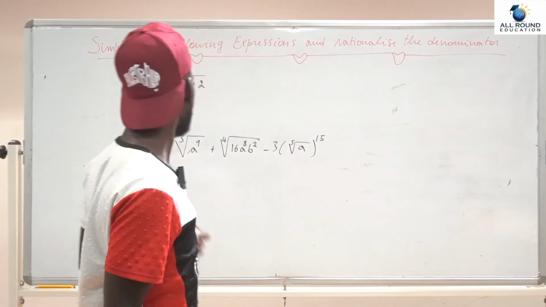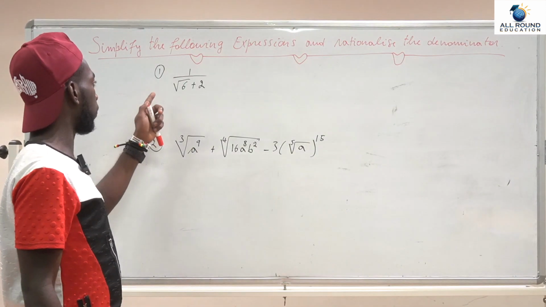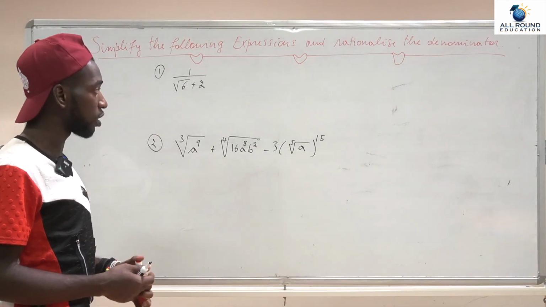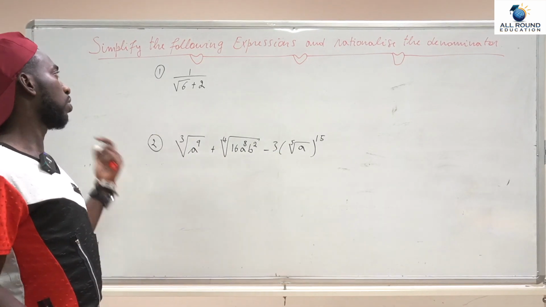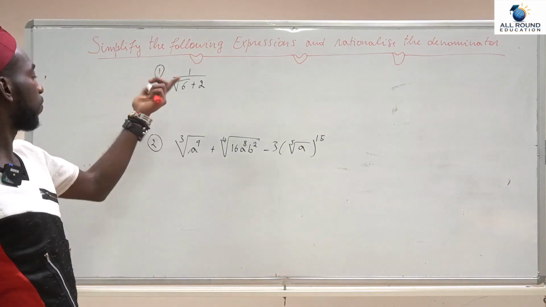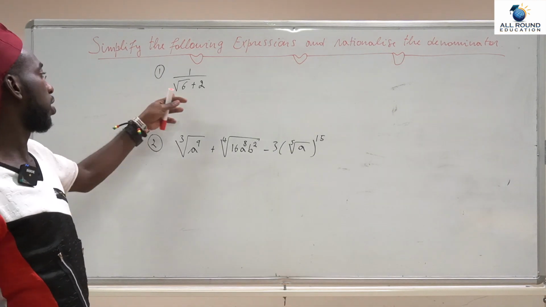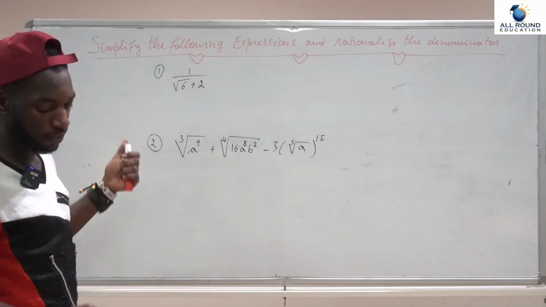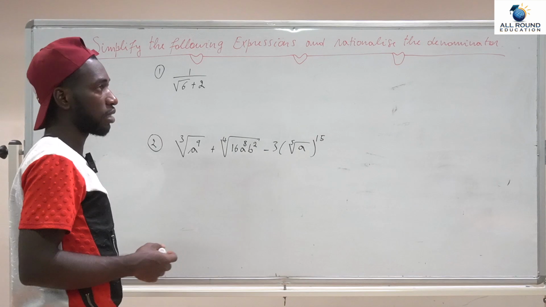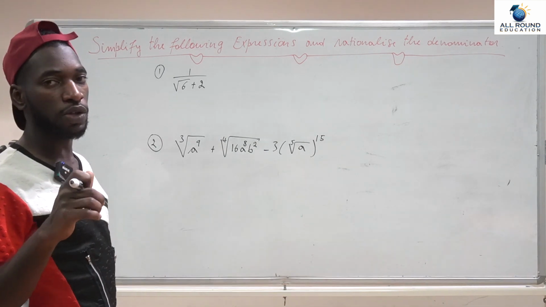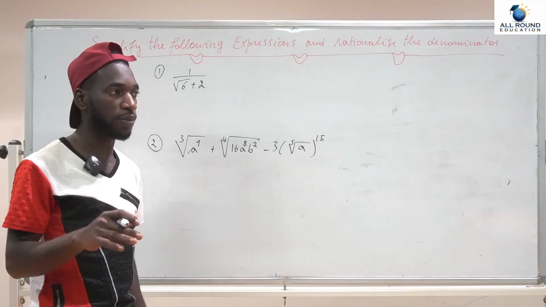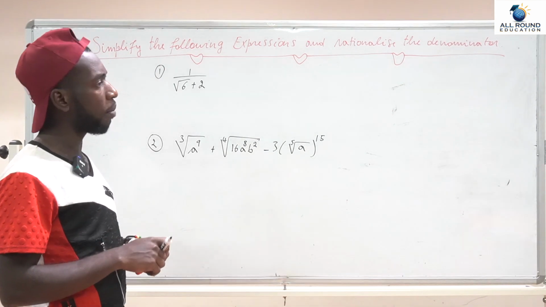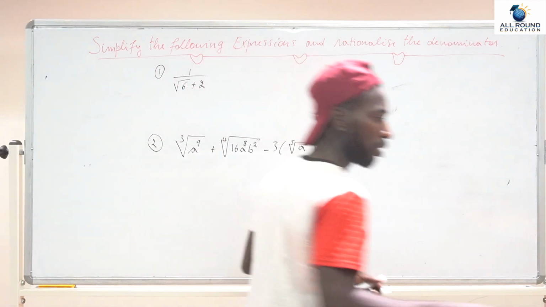All right. So in the first example, we have 1 over square root of 6 plus 2. The first question is: simplify the following expression and rationalize it. In this one, we cannot simplify anything, however, we have to rationalize it. So the way we rationalize this, remember, in the previous video, I talked about something very important, called the conjugate.